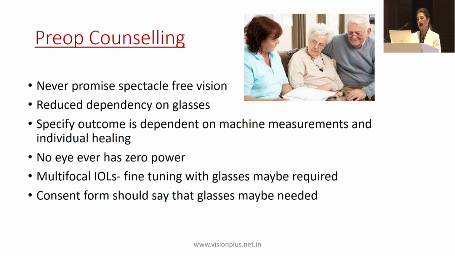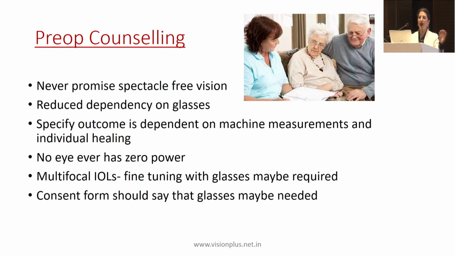So never promise spectacle-free vision. Always say that there'll be a reduced dependency on glasses, and always specify. I've started saying that it is dependent on machine measurements and individual healing. So I always tell my patients it depends on how your eye heals. Now you can't promise them that each and every patient is going to be perfect. So it's better to put the onus on them.